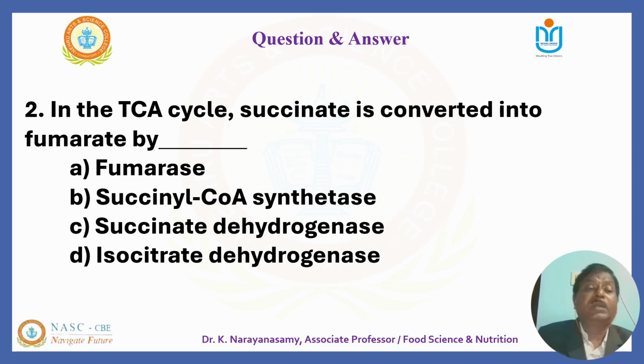The next one is, in the TCA cycle, succinate is converted into fumarate by the enzyme A, fumarase, B, succinyl-CoA synthetase, C, succinate dehydrogenase, D, isocitrate dehydrogenase. The answer is C, succinate dehydrogenase.